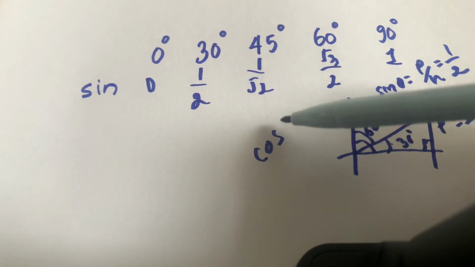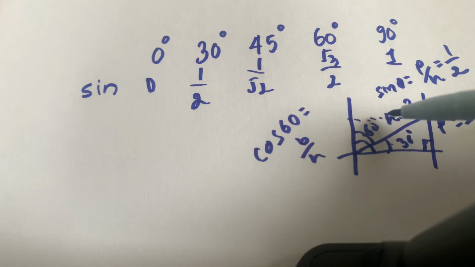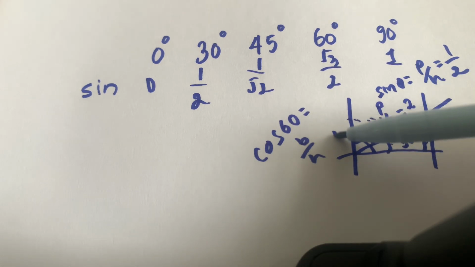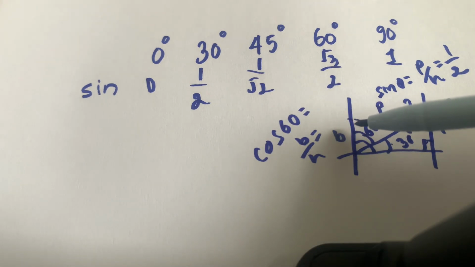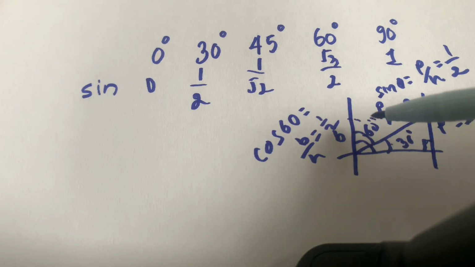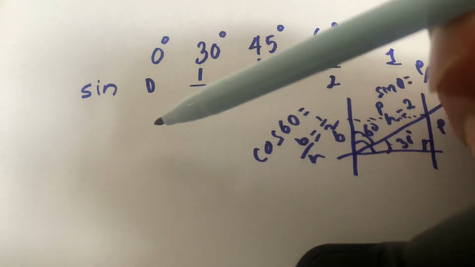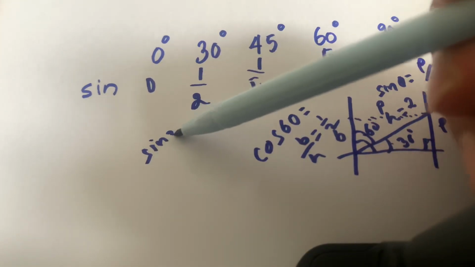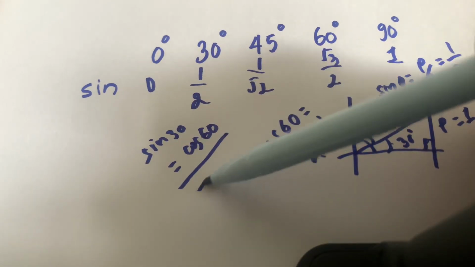Okay, cos 60 means B by H. If this opposite angle is P, then this is B by H. We know from here 1, and we already find that this is 2. This 1 by 2 means if this angle is 1, this must be 2. So we also can see that sin 30 is equal to cos 60 from this drawing.